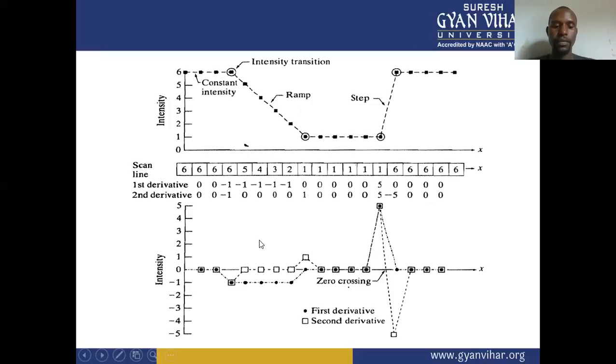For the second order derivative, first it has to be non-zero where we are having a slope, and 0 where we are having a constant, and non-zero where we are having a step. So the same thing occurs here. This is the difference, the result of the differentiation equation.